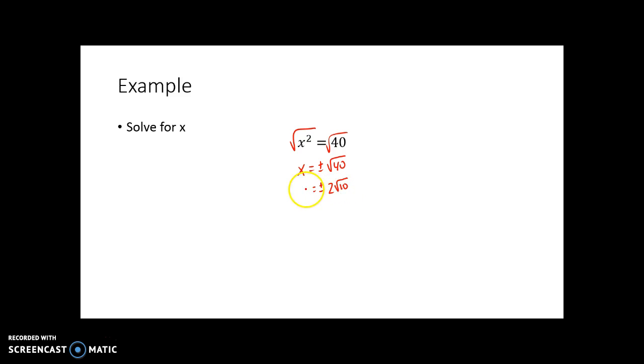But again, this would be the answer you wouldn't know how to get yet. The decimal version would be 6.32. So x is plus or minus 6.32. Again, some of you guys will be typing it in your calculator and you'll get the 2 root 10.